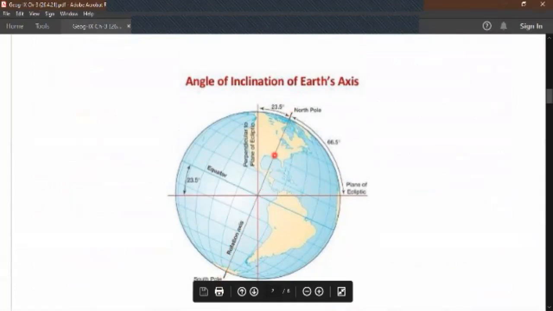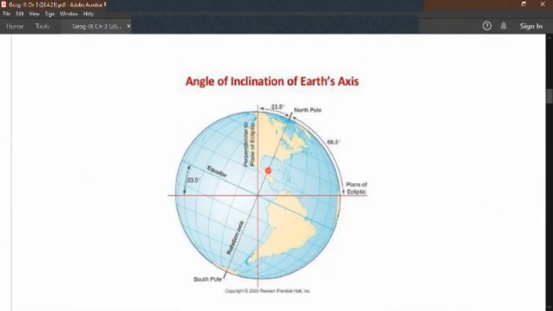And it is not vertical, it is inclined at an angle of 66.5 degrees from the plane of ecliptic and 23.5 degrees from the perpendicular to the plane of ecliptic.